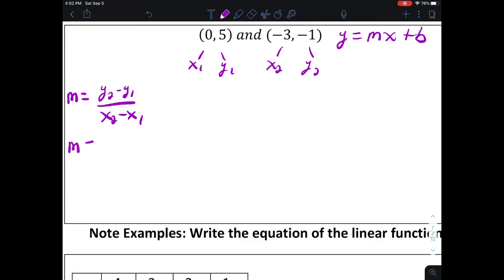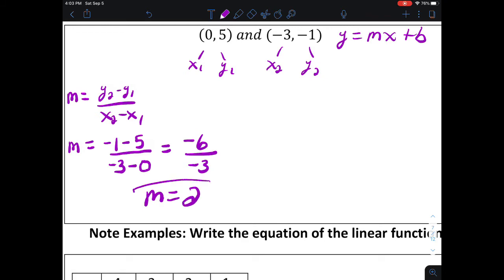So m is equal to y2, which is negative 1, minus y1, which is 5, over x2, which is negative 3, minus x1, which is 0. And I simplify that. Negative 1 minus 5 is negative 6 over negative 3. And we get a slope that is equal to 2. So I know m is 2. Now I just have to find b. So my equation right now is y equals 2 times x.